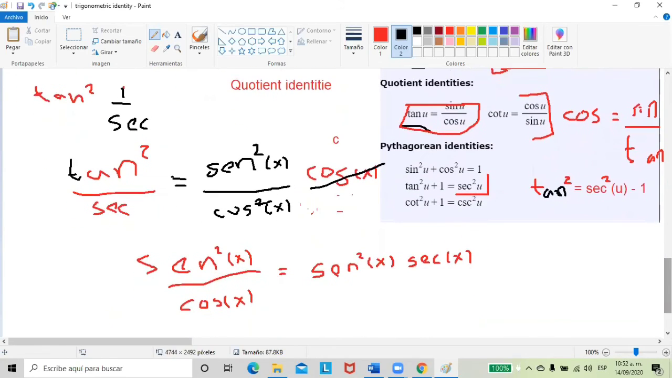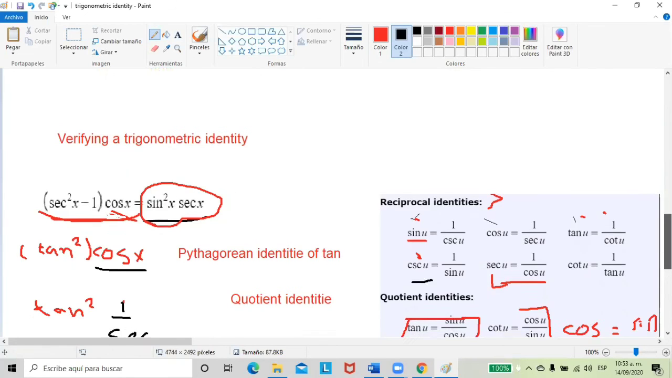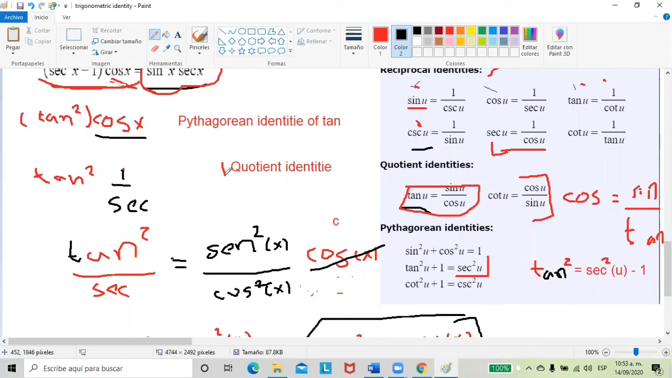Okay. So to the end, we have the cosine, the inverse of cosine is secant, and here we have the answer. This is equal to the right side of the equation that we had at the beginning. Okay, so esta equivalencia o esta igualdad ya la comprobamos, que secante cuadrada de x minus 1 multiplying by cosine of x is equal to sine square of x multiplying by secant of x. Y aquí usamos identidad pitagórica, identidad de cocientes. You have to write it like this in Aleph.